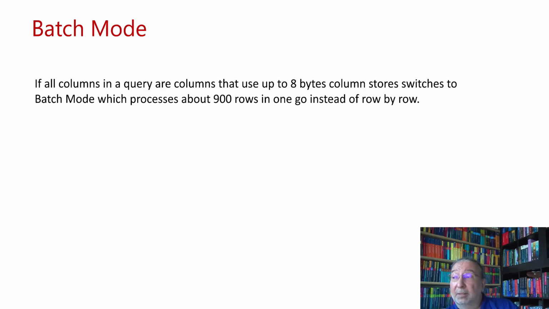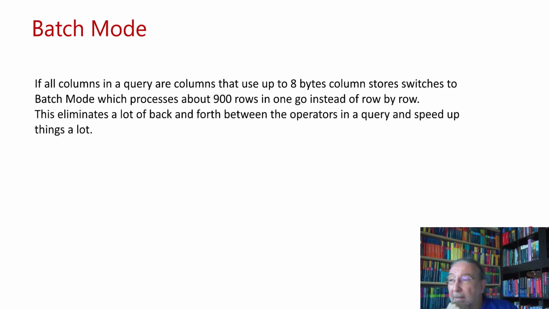So what Column Store does, it takes about 900 rows. I think it's 936 right now, but that number might change. That's an implementation, that's not a definition. So roughly around 900 rows, and processes them in one go. So instead of take a row, process it, store the result, take, process, store, it says, hey, let's take a pile of rows, 900, process them in one go, and move on. This eliminates a lot of back and forth between the operators in your query plan, as you can see them.